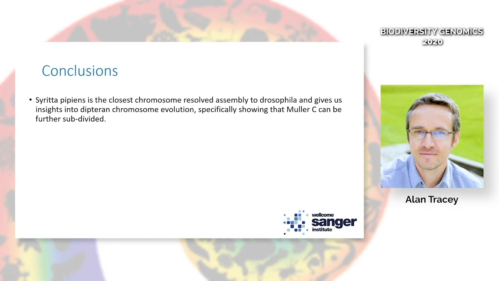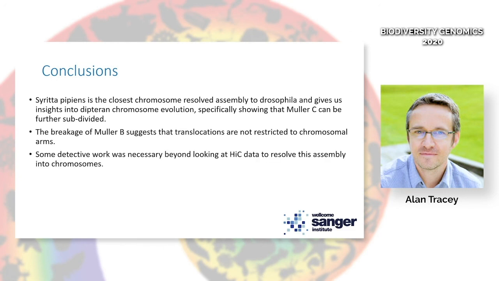In conclusion, Ceratopipiens is the closest chromosome-resolved assembly to Drosophila and gives us insights into dipteran chromosome evolution, specifically showing that Muller-C can be further subdivided. The breakage of Muller-B suggests that translocations are not restricted to chromosomal arms.